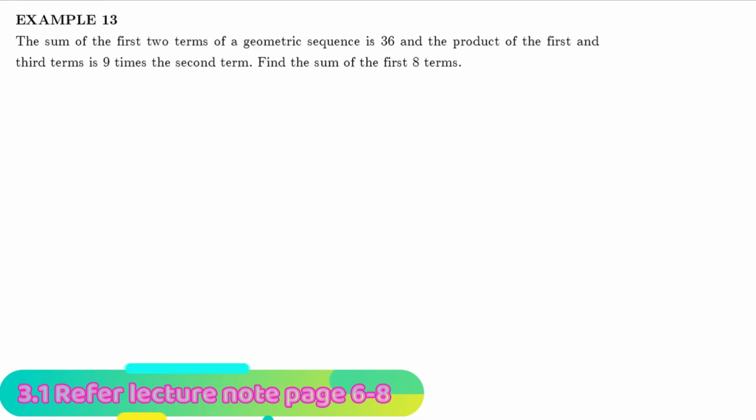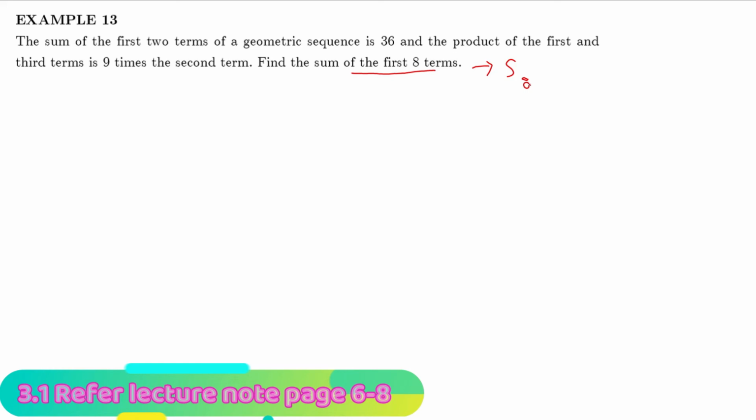Now look at example 13. The sum of the first two terms of the geometric sequence is 36, and the product of the first and the third term is 9 times the second term. And we are to find the sum of the first 8 terms, which is, in this case, S8. So as we can see here, there is no sequence given to us, so we do not know our A, and hence we cannot know our R.